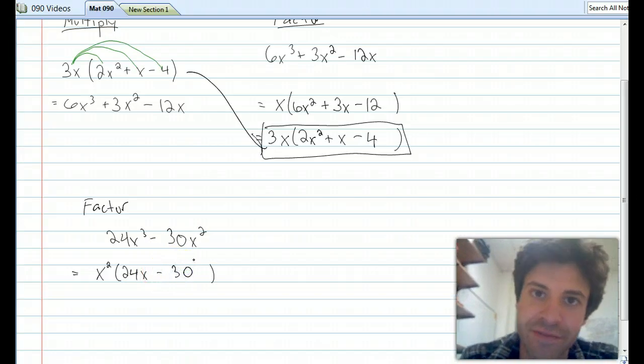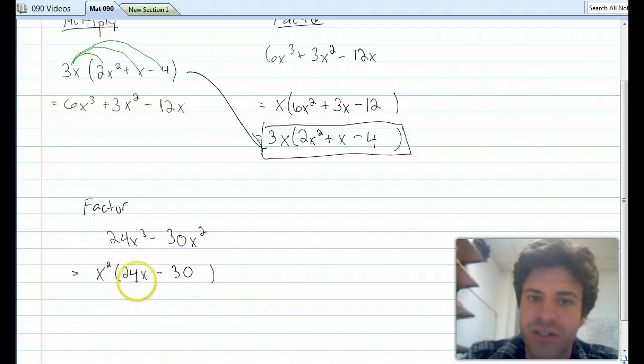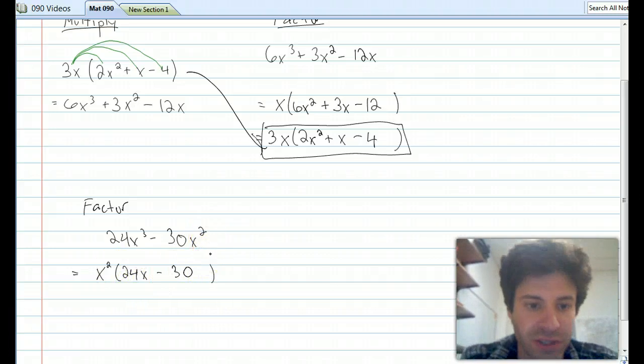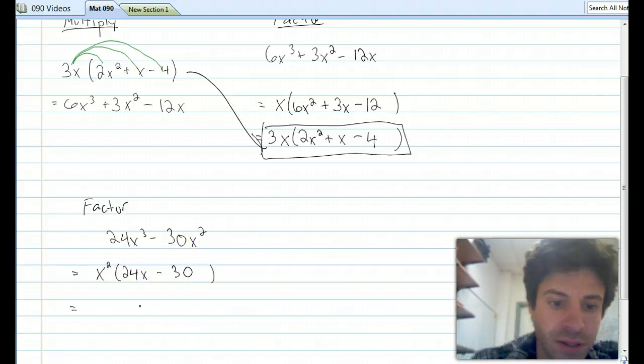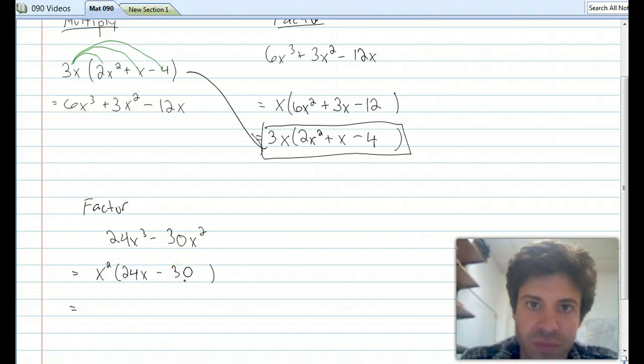Now verify that on every step. Make sure that you're doing this correctly by just in your head multiplying the x squared through the parentheses and making sure that what we have in our second line is the same thing as what's in the first line. So we've pulled an x squared out. Can we pull any numbers out? Well, we have a 24 and a 30. What's the biggest factor that we can pull out of both 24 and 30? And I think the answer is 6.